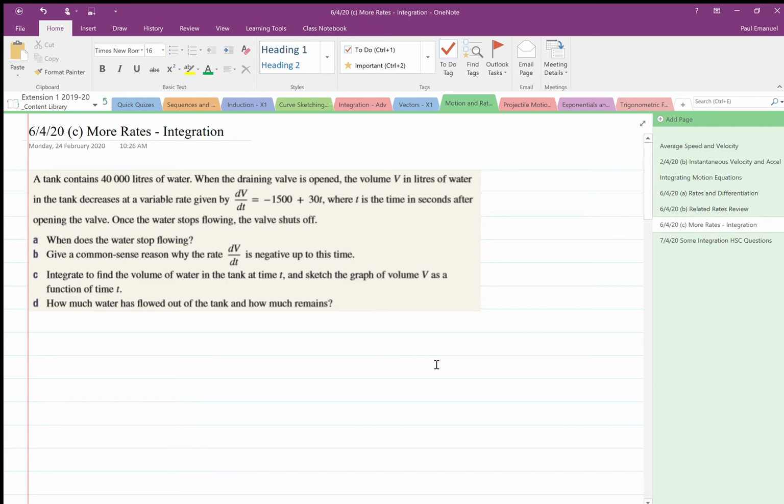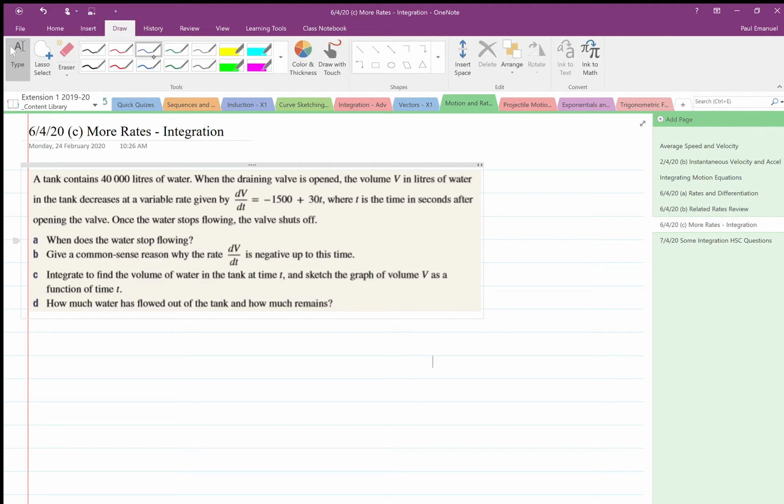Okay, video number 3. So everything we've been doing so far in these lessons today has been about differentiating, so finding rates. Now we're going to go the opposite way. We're going to integrate, so given rates.